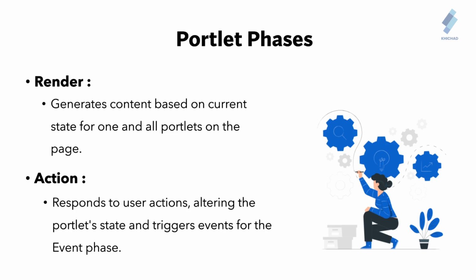Next phase is action phase. Action phase is where a portlet responds to user actions like a click or form submission. This phase may change the portlet's internal state and can trigger an event for the next stage, the event phase. For example, in an e-learning platform, when a learner clicks on submit quiz, the system processes their answers, updates internal data and triggers events for further actions such as scoring and feedback.